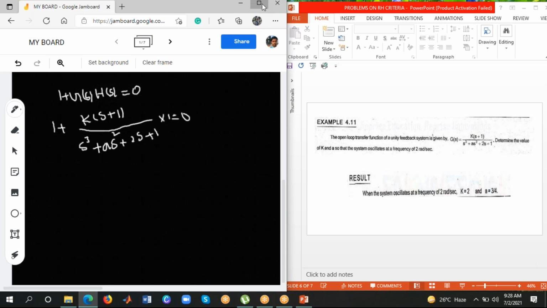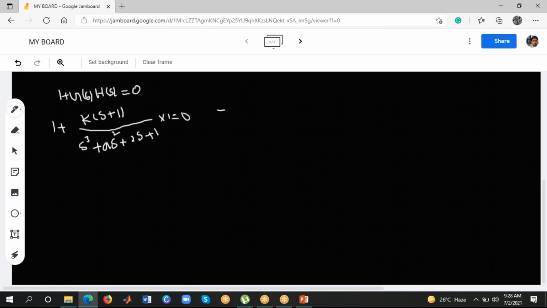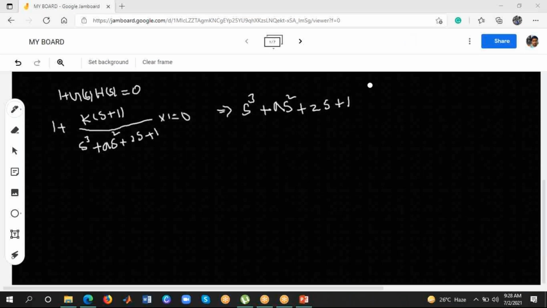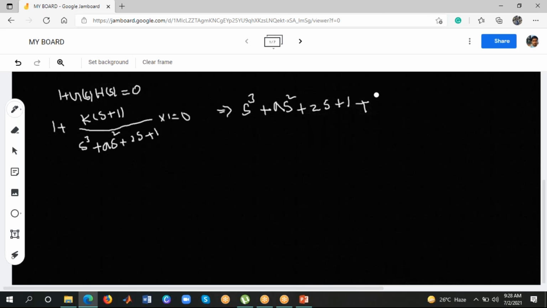Now let's start the problem. And it is equals to S cubed plus AS square plus 2S plus 1 plus KS plus K equals to 0.